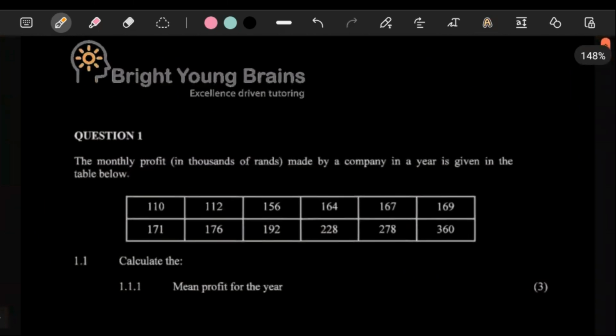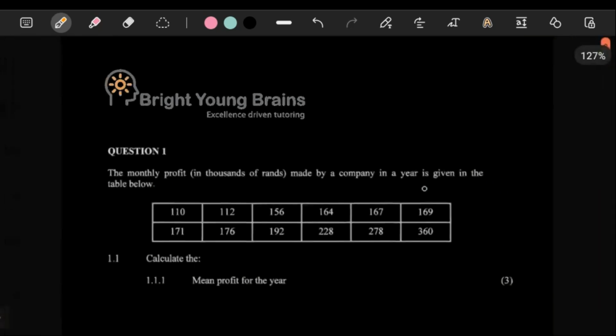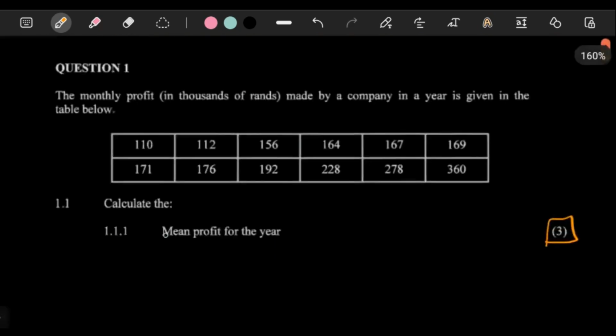Let's see here. It says the monthly profit made by a company. This is in thousands, right? It said here the monthly profit in thousands of rands made by a company in a year is given in the table below. So for 3 marks, they said we should calculate the mean profit for the year. The whole idea with this question is we need to remember that mean just means average.